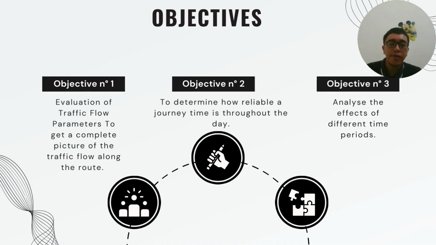The objectives for this group assignment are, firstly, to evaluate the traffic flow parameters to get a complete picture of the traffic flow along the route. The next objective is to determine how reliable the journey time is throughout the day. And the last objective is to analyze the effect of different time periods.